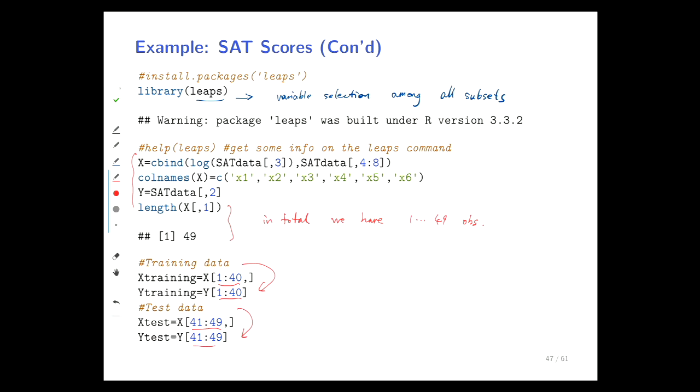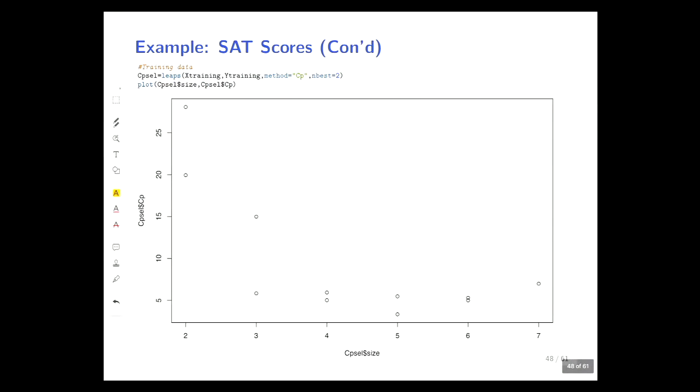So we first split the data into two parts, the training and the test. And then we only use the training data set to obtain our variable selection result. So we input the training X and training Y, and we specify the method Cp. And for this M-best, I'm going to explain it in my next lecture. But by doing that, you can get this plot of the Cp.